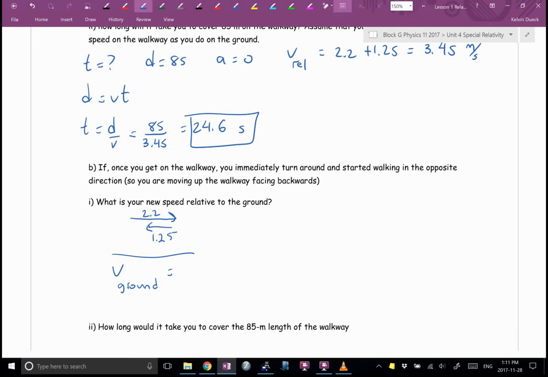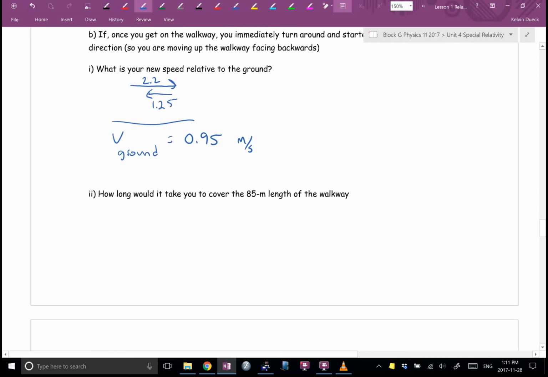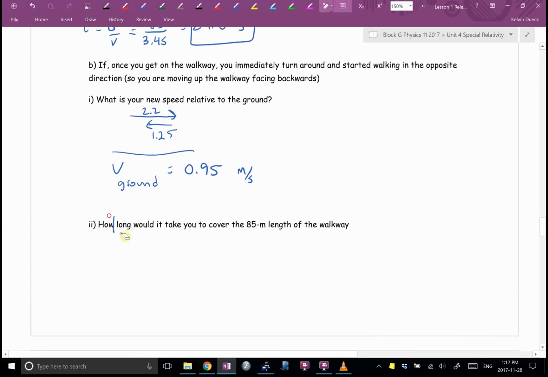All I can say is, draw a little picture like I did, think about it, and it's usually pretty intuitive. So here, do you get 0.95? Double check me. Is that right? Meters per second? So if I go backwards, how long would it take me to walk this way?